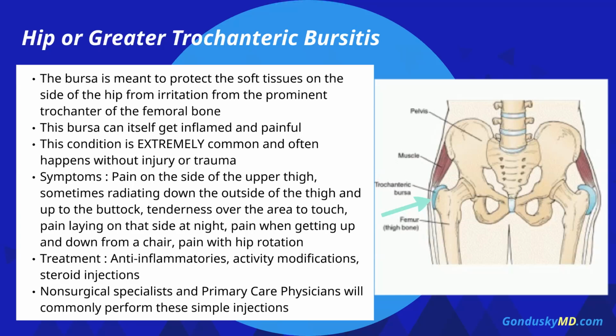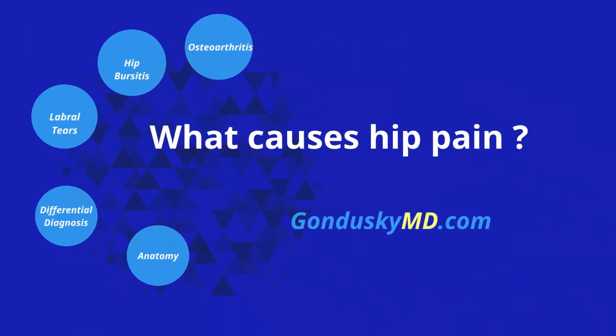The treatment of this condition is most commonly things like anti-inflammatory medicines, activity modifications, meaning if you're doing an overuse activity with chronic repetitive motion that causes inflammation, then slowing down on that or varying your activities can help. And then also steroid injections into the area can help. And that's really the treatment options for this. Generally, non-surgical specialists and primary care physicians will commonly perform these injections. The injections are very simple and pretty straightforward, and most times can be dealt with by non-surgical specialists or your primary care doctor.